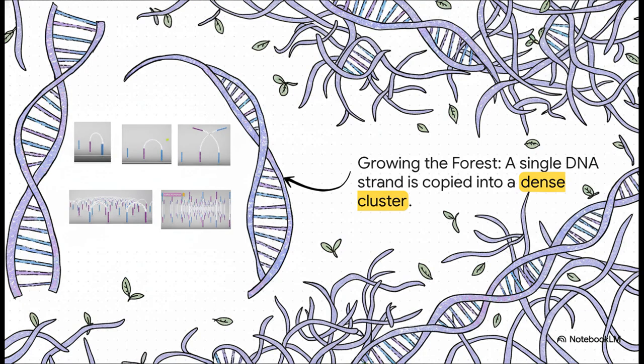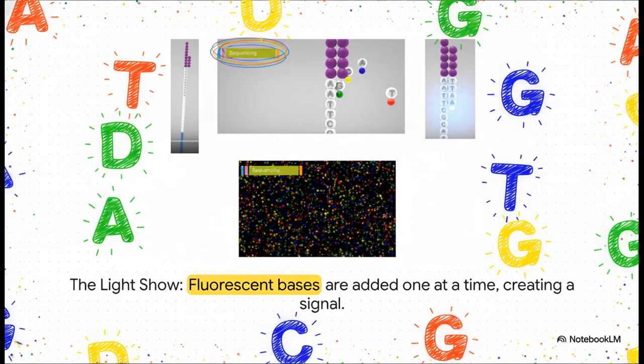This happens again and again exponentially, kind of like one seed sprouting into a whole dense forest of thousands of identical DNA strands. We call that a cluster. And then comes the light show. The machine washes in one letter at a time, and each one has its own unique color. Every single cluster on that slide grabs the new letter and lights up.